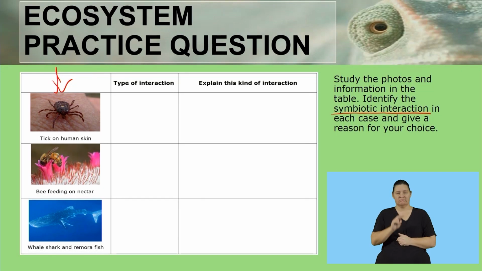So let us look at the first picture. Here we have a tick on a human skin. The second one, we have a bee feeding on nectar, which is on a flower. So this is our bee. This is the flower. And then the last picture, we have a whale shark and a remora fish. I'm not sure if you can see it, but this is the remora fish here. So you are going to look at these pictures, and then give us the interaction that is taking place and also explain the interaction.